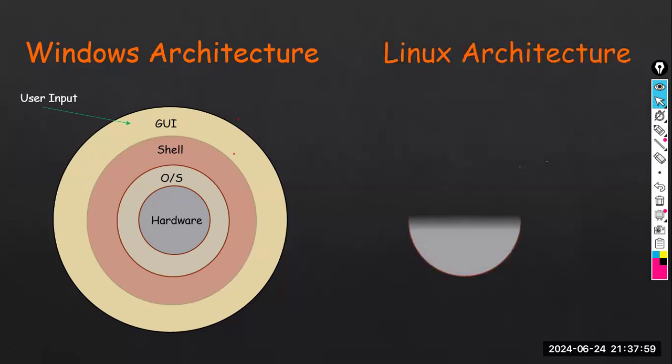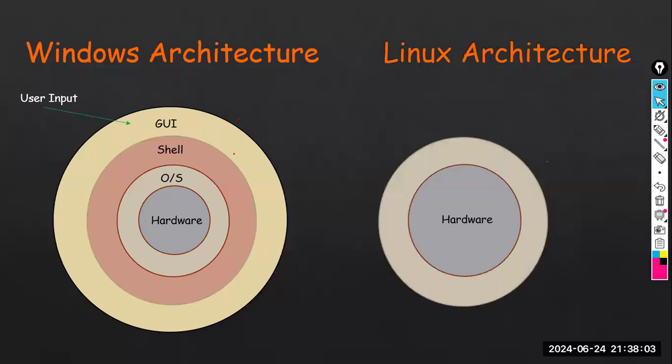Coming to Linux architecture, here also we have hardware. On top of that hardware, we'll install the kernel. Kernel means nothing but the operating system, but the terminology we use here is kernel.